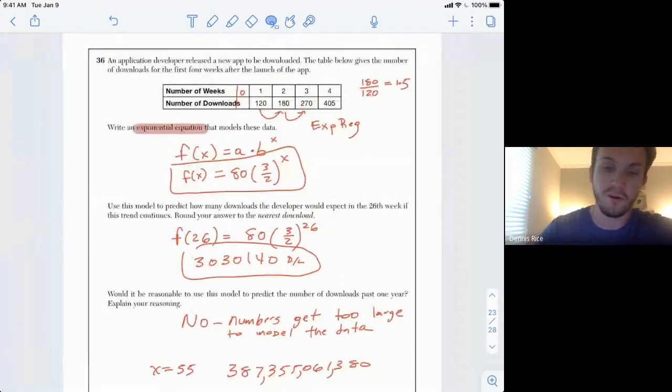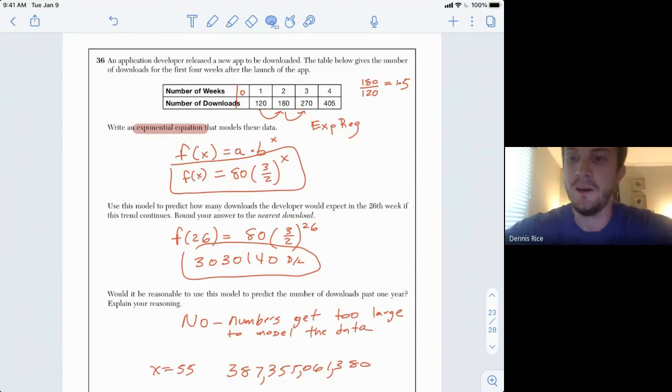I saw people, and they got credit for this, say no, there are more downloads than people on Earth after a year, so it doesn't make sense. It gets way too large. The app's going to crash.